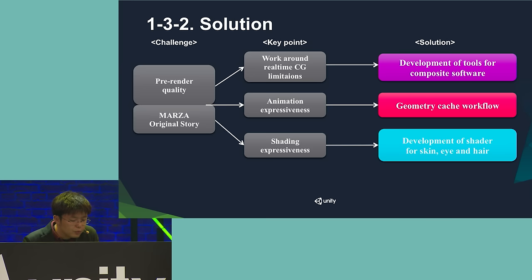Our next challenge was to achieve equivalent quality as pre-rendered images. However, things that we usually do with an offline render can't necessarily be achieved at the same level of quality in a real-time engine. Mostly shadow, reflection, and soft lighting. To fill the gap, we decided to rely more heavily than we initially thought on our composite workflow.